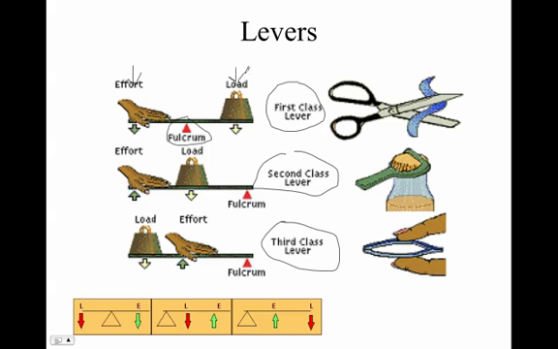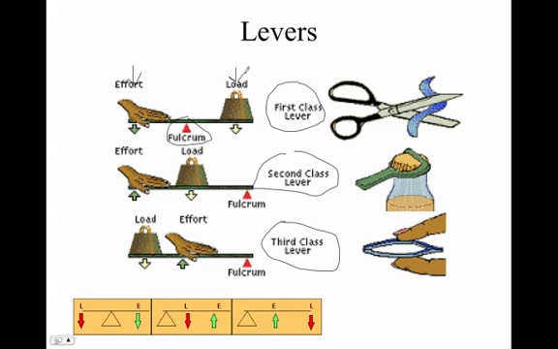So a first class lever would have the fulcrum in between the effort and the load. For example, scissors. We would put our hands here to apply the E for effort. The fulcrum would be here in the middle where the nut holds the two blades together, so that's the fulcrum. And our load is whatever we're trying to cut, so class 1.